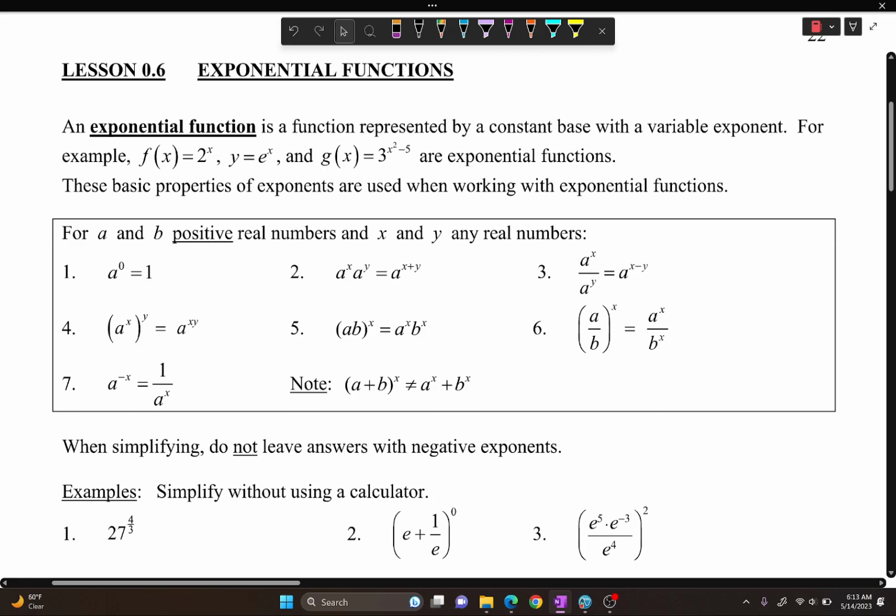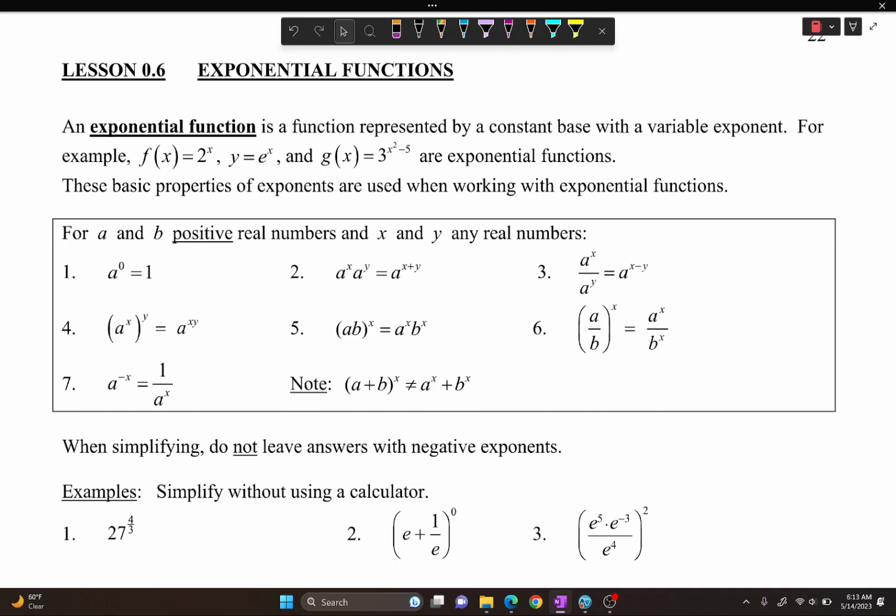Welcome to point 6 exponential functions. An exponential function is a function represented by a constant base with a variable exponent. We've got these examples up here. Basic properties of exponents are used when working with functions.